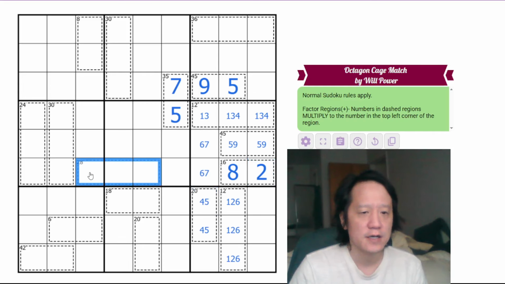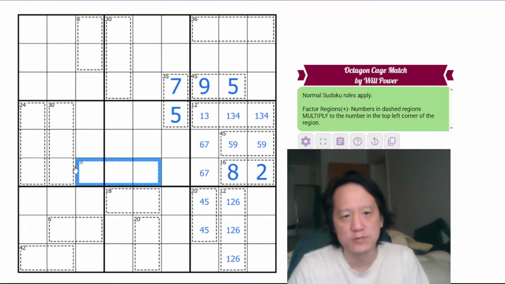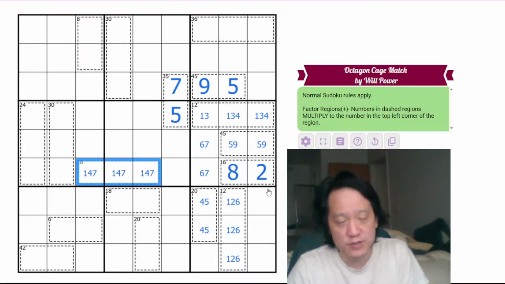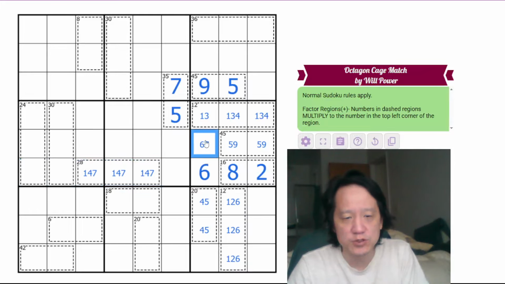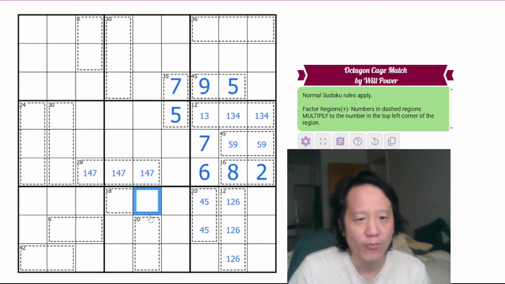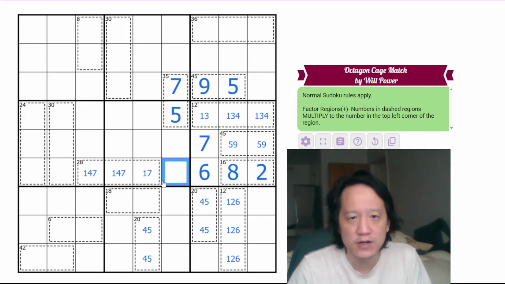28. To multiply to 28, it's divisible by 7, so you need a 7. You can't have 2, so it has to be 7, 1, and 4 to multiply to 28. So we have 1, 4, and 7, which eliminates 1, 4, and 7 in the rest of the row. This can't be 7, this is 6, which makes this a 7. To multiply to 20 again, you have 4 and 5. That eliminates 4 and 5 in the rest of the column. To multiply to 6, it's either 1, 6 or 2, 3. We don't know which one, though.